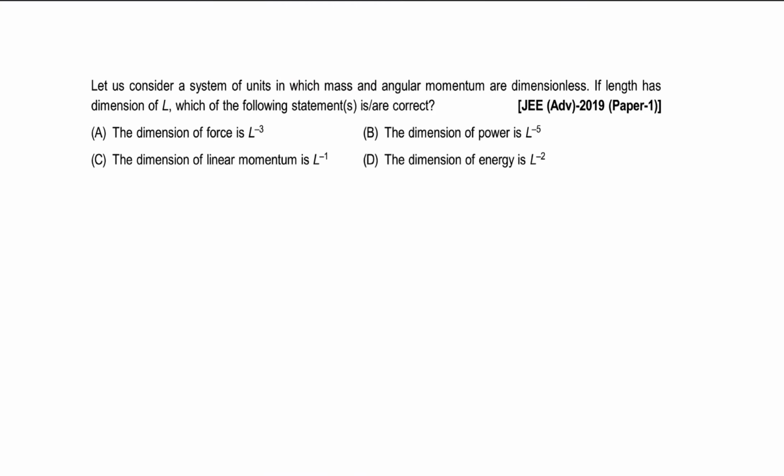Kindly observe this. Next one. Let us consider a JEE Advanced 2019 question. Let us consider a system of units in which mass and angular momentum are dimensionless. Observe this carefully. Mass is dimensionless, angular momentum is dimensionless. If length has a dimension L, which of the following statements are correct?